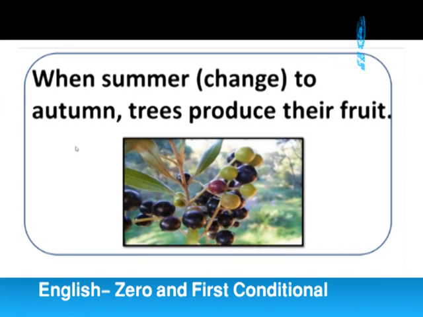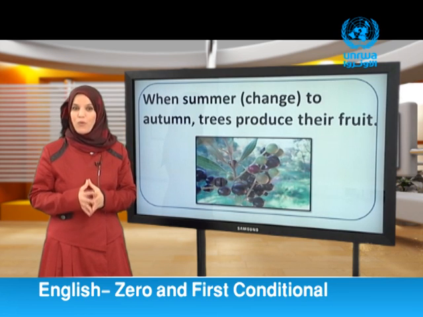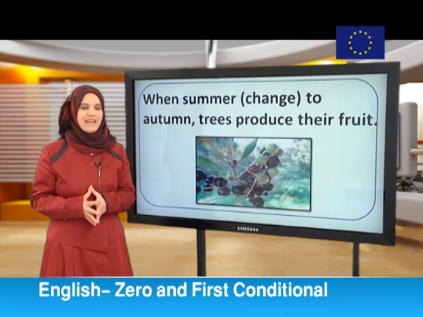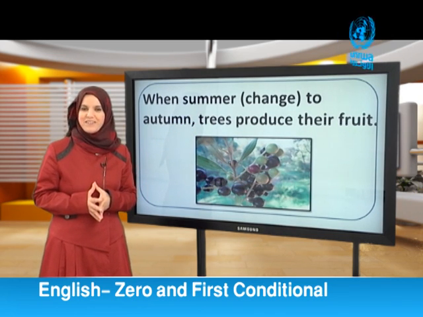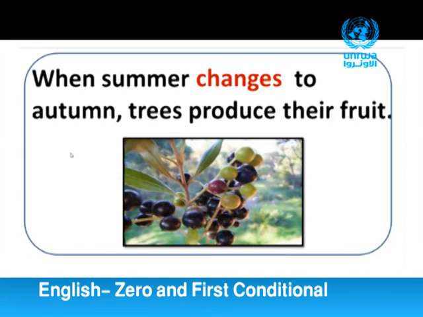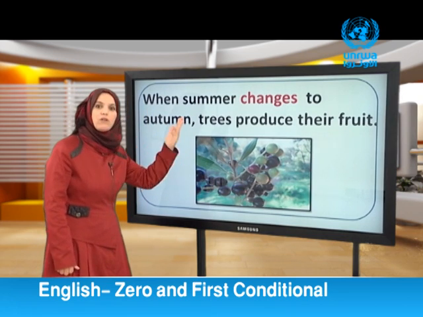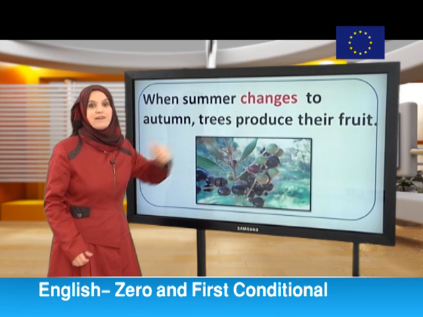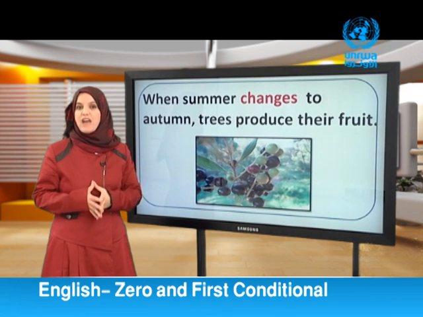Next one. When summer changed to autumn, trees produce their fruit. Now, we want to correct the verb change. Look at the sentence carefully and try to correct the verb. What is the correct answer? Great. When summer changes, we have present simple tense because this is a zero conditional sentence. Summer is singular, so we need the third singular s. When summer changes to autumn, trees produce their fruit.